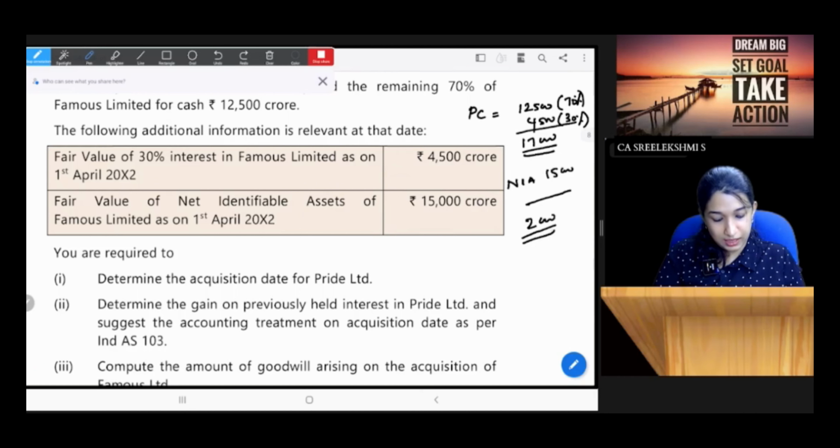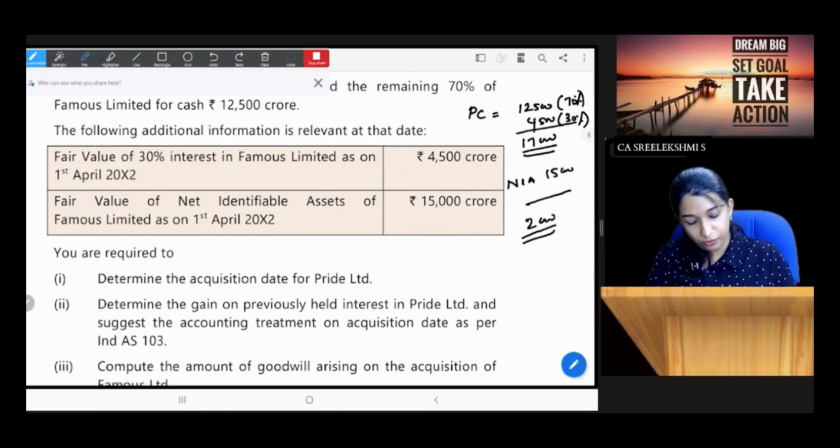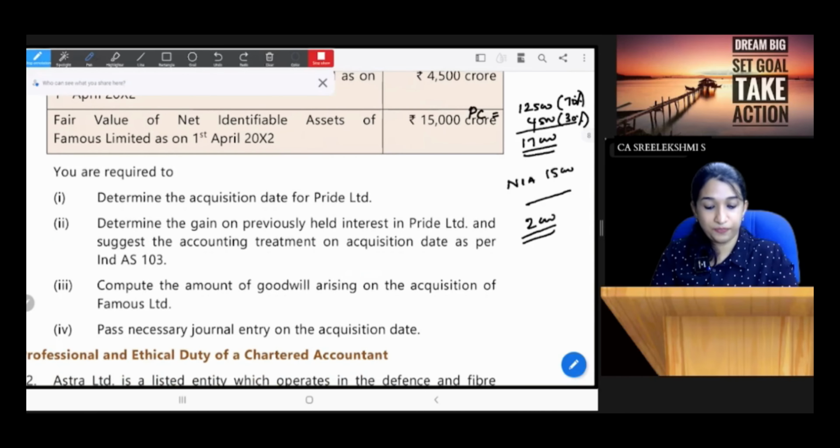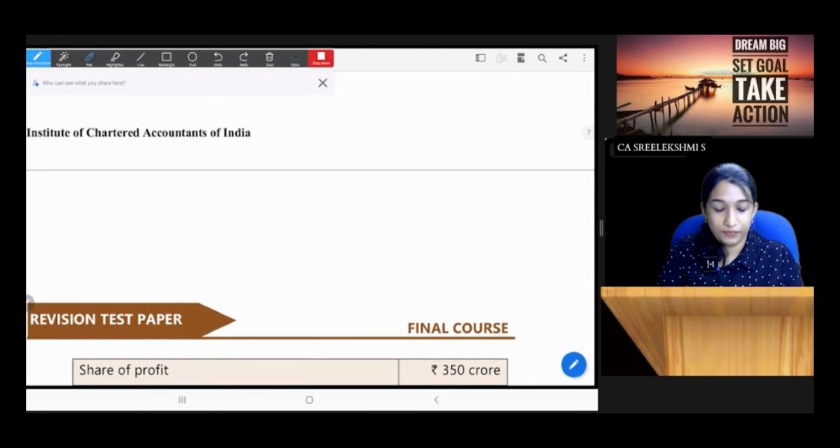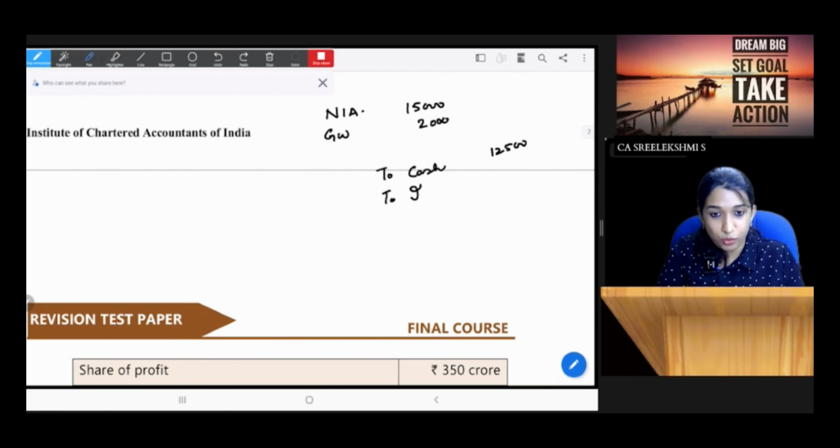At the acquisition date, determine the gain on previously held interest and suggest the accounting treatment. Compute the amount of goodwill. Pass journal entries. So what are the journal entries to be passed? We'll write net identifiable assets debit, net identifiable assets 15,000. Goodwill debit 2,000. To PC you paid cash 12,500. Eliminate investment from the books at 4,425.